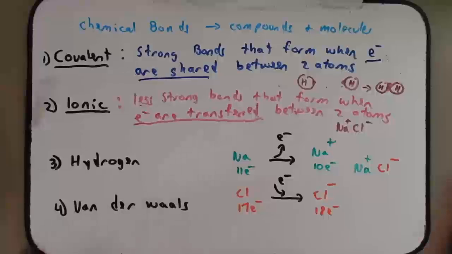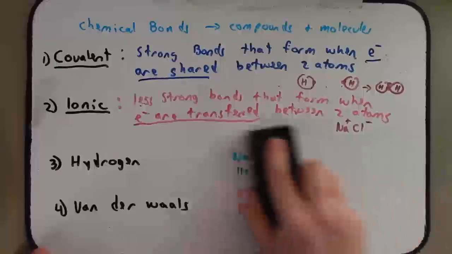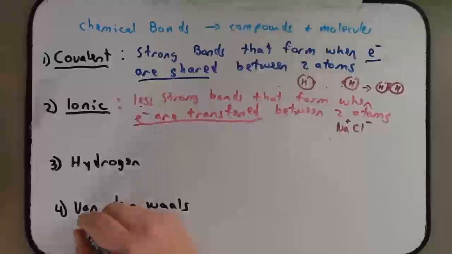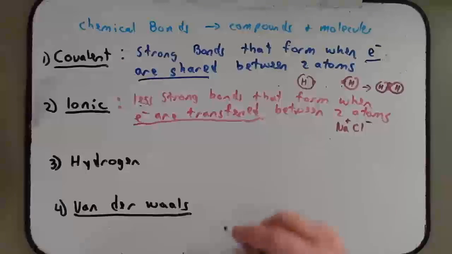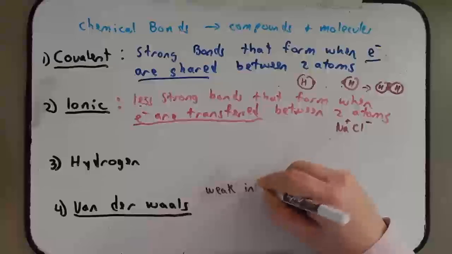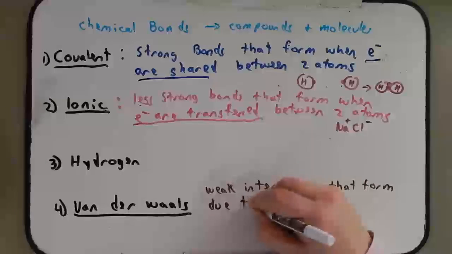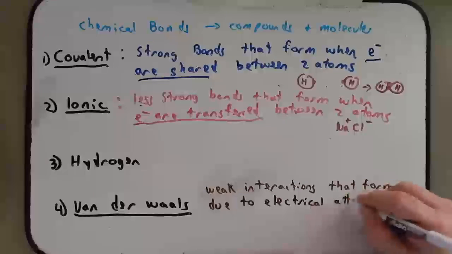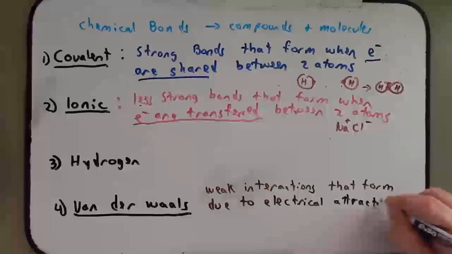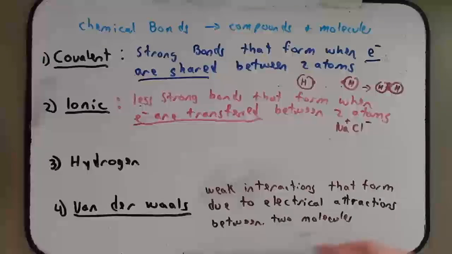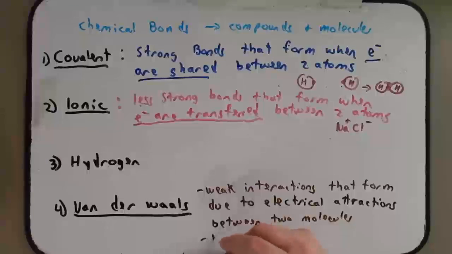I'm going to erase this bottom part here so we can talk about van der Waals. I'm going to come back to hydrogen because I just need a little bit more space to describe hydrogen bonds. But let's skip ahead to van der Waals. Van der Waals of these four are the weakest. So these are weak interactions that form due to electrical attractions between two molecules. These charges are transient.